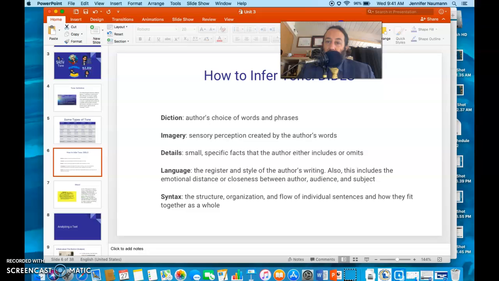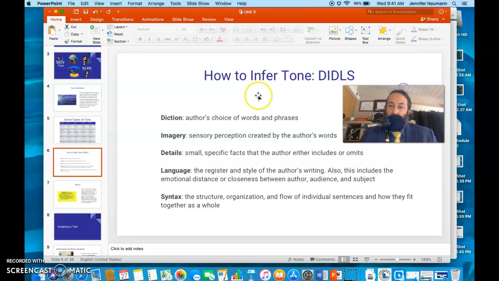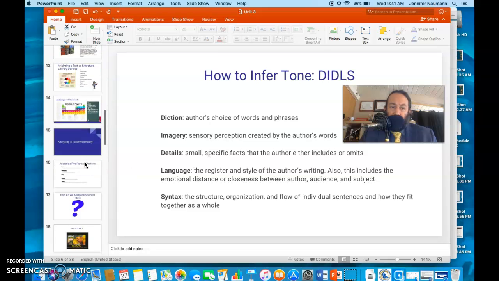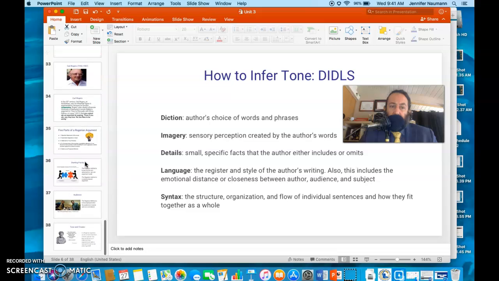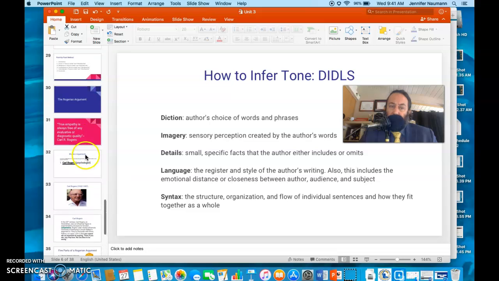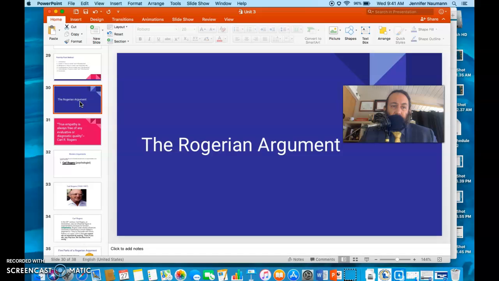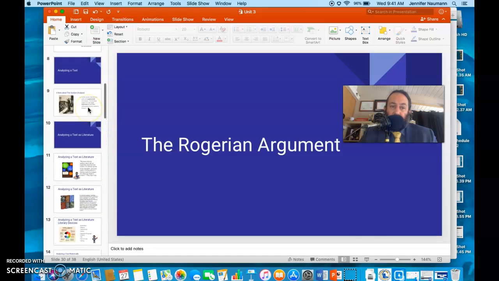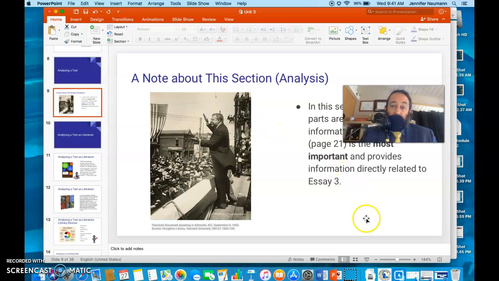I do want to mention that I added a page on how to infer tone, which is now page 6. And I added a couple of pages to the Rogerian arguments, which starts on page 30. Let's go ahead and go over the essay first. I give you a good little explanation of it starting here.